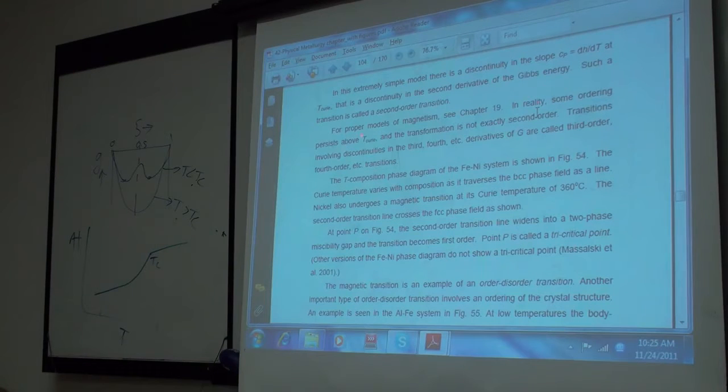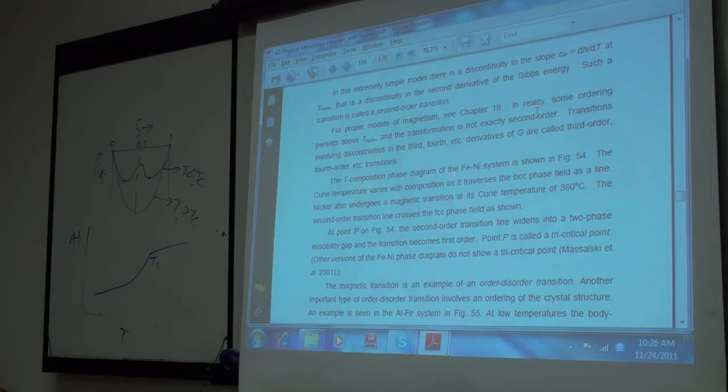In reality, some ordering persists above T Curie, and this is short range ordering. And the transition is not exactly second order, because there are long range forces. Transitions involving discontinuity in the third, fourth, etc. derivatives of G are called third order, fourth order, etc. transitions. This transition is almost exactly second order, but not. I don't think any transition is ever exactly second order, but we can ignore that.